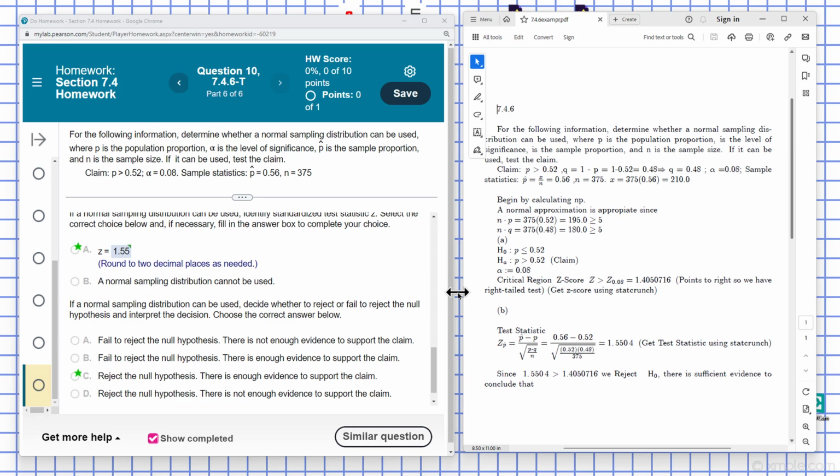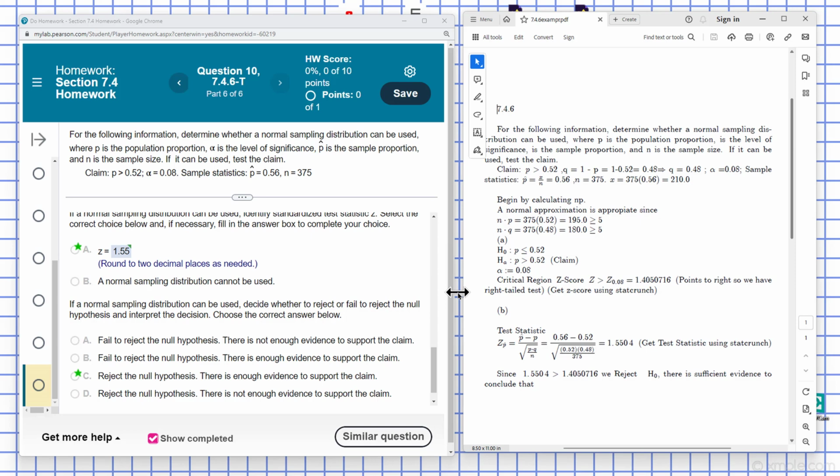Chapter 7, Section 4, Problem 6. For the following information, determine whether a normal sampling distribution can be used, where P is the population proportion, alpha is the level of significance, P hat is the sample proportion, and N is the sample size. If it can be used, test a claim.